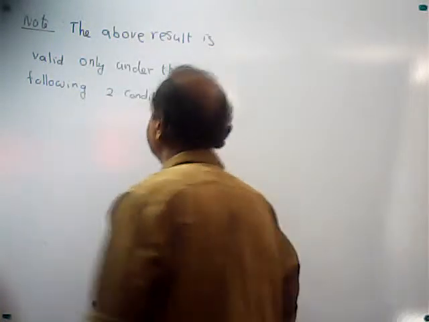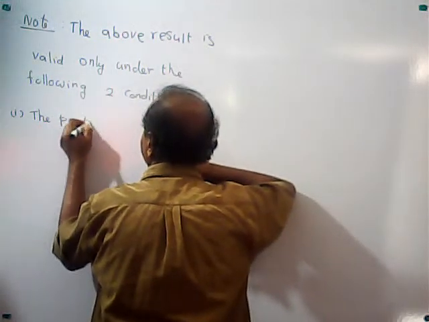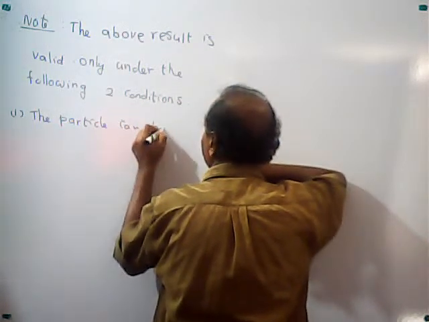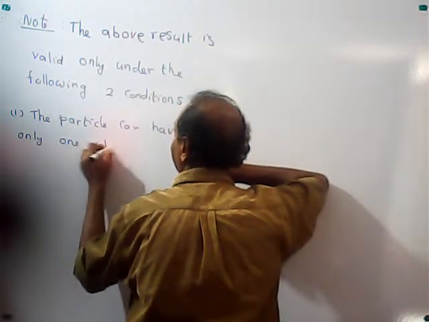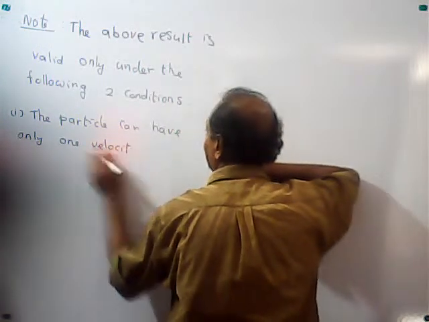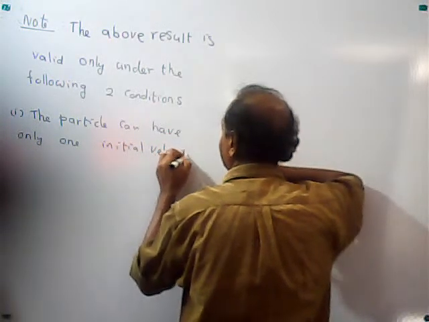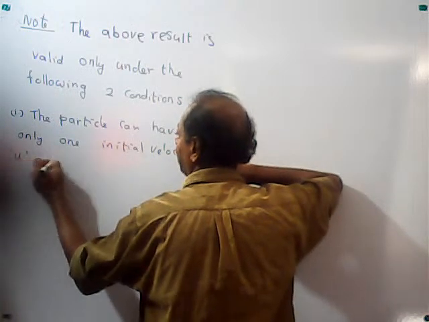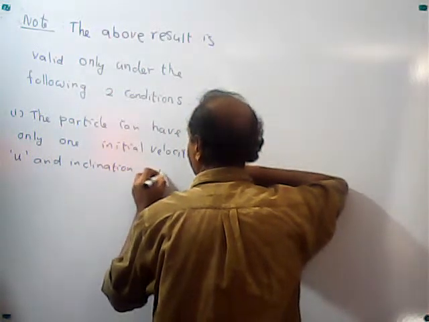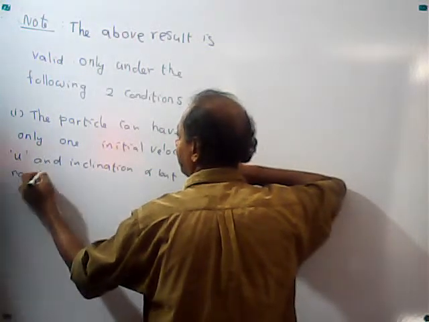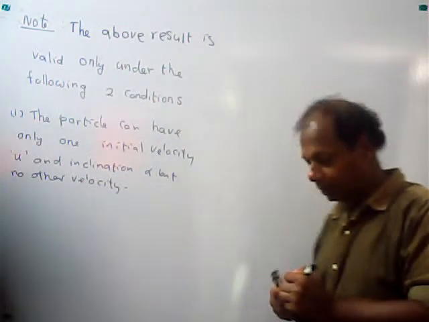Condition number one, the particle can have only one velocity, one initial velocity u at inclination alpha, but no other velocity component. Right, so let's explain it.